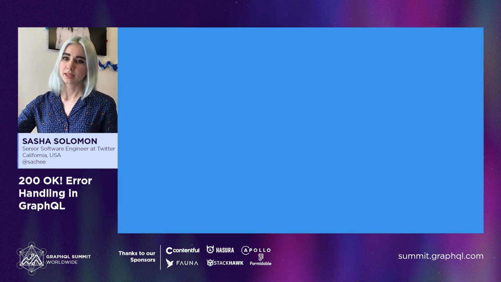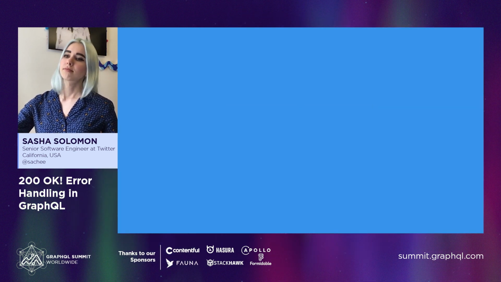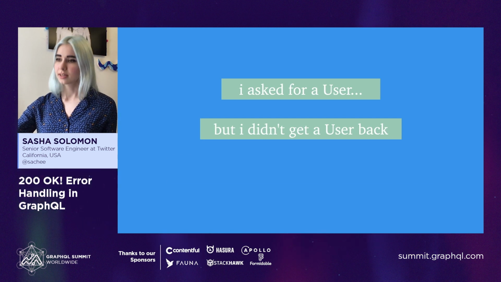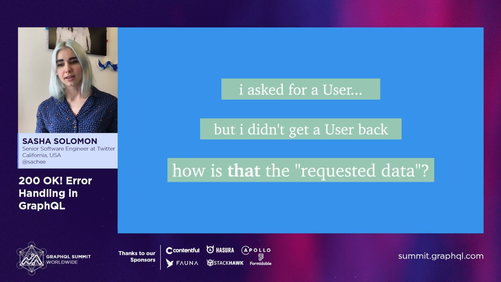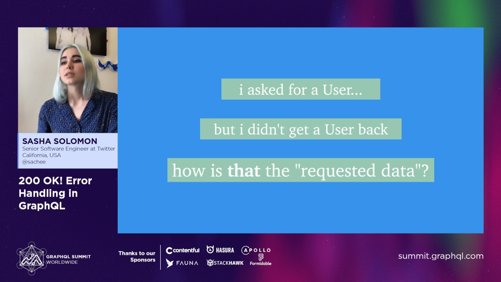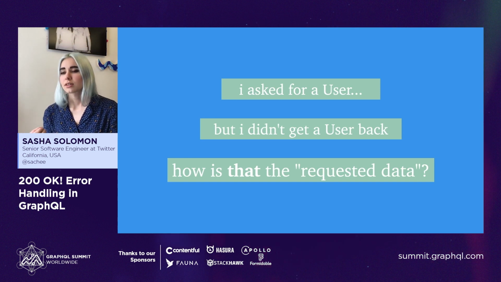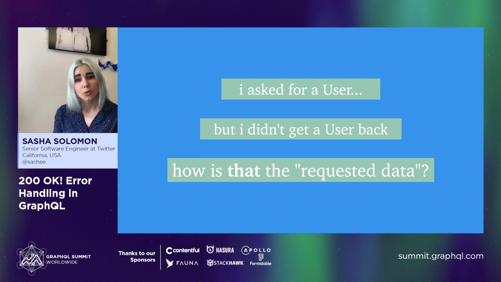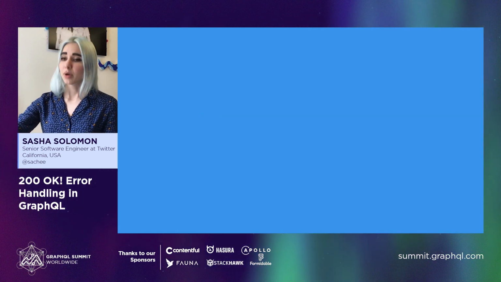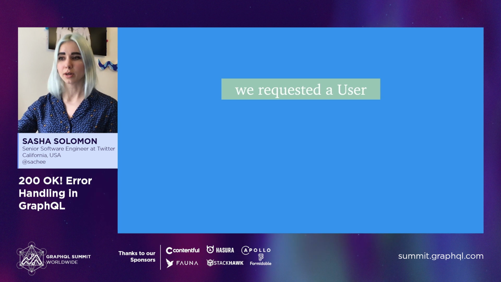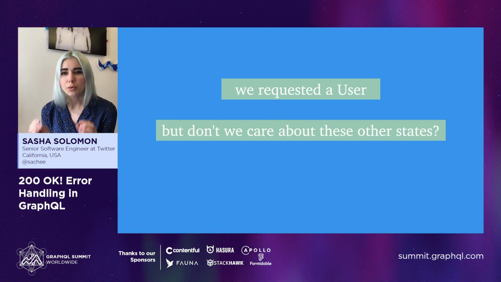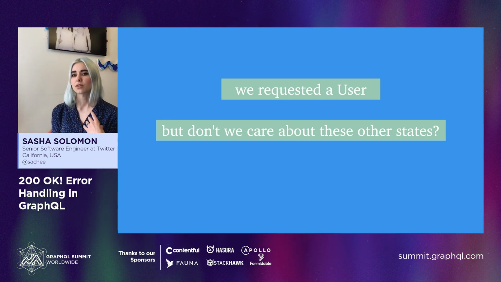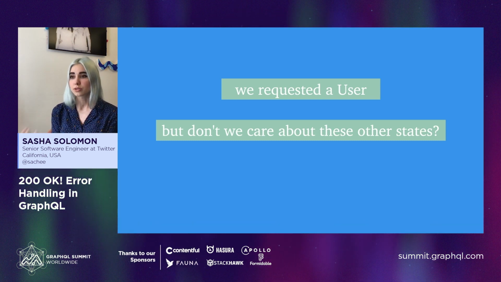So you might be saying, hold up. I asked for a user, but I didn't get a user back. How is that the requested data? And fair, you did ask for a user and you didn't get the actual user back. So it doesn't seem like you actually got back the data that you requested. But I will say that we did request a user, but don't we care about these other states? Aren't these things just different states of an entity or a user?